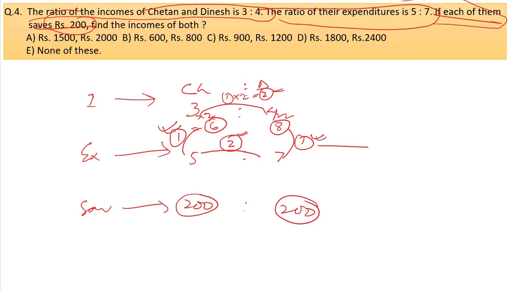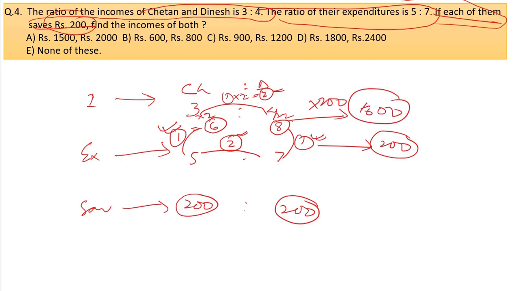So if one unit gives rupees 200, then the income of Chitan and Dinesh will be multiplied here by 200. That is 8 times 200, 1600. And here for Chitan we have 6 times 200, that is 1200. Therefore, Chitan's income is 1200 and Dinesh's income will be 1600.